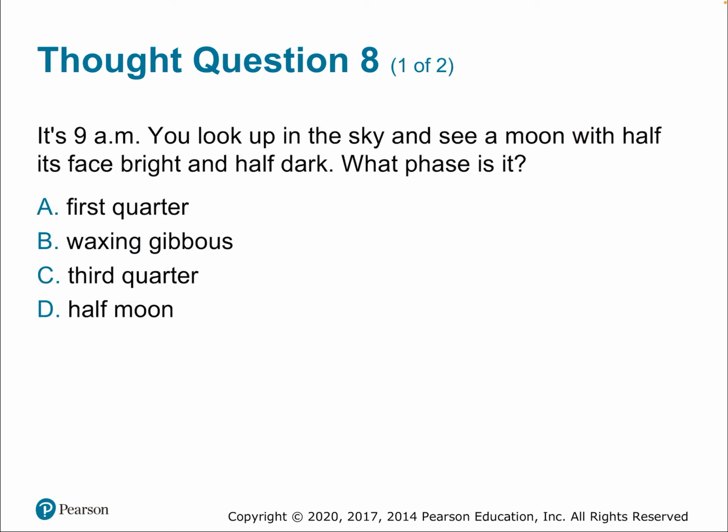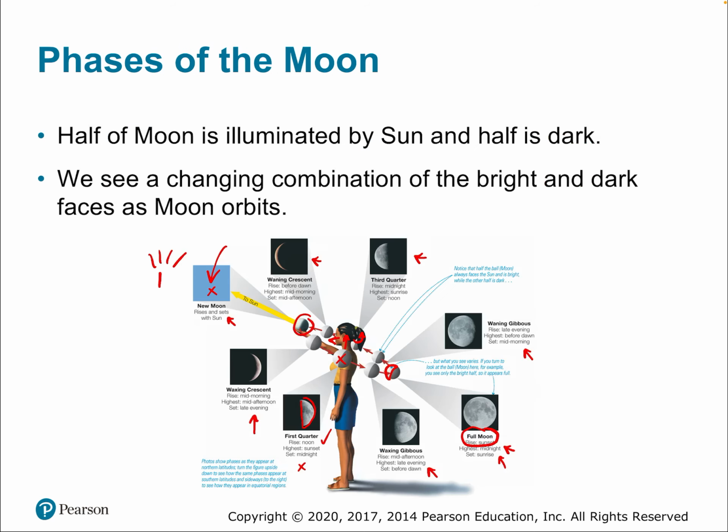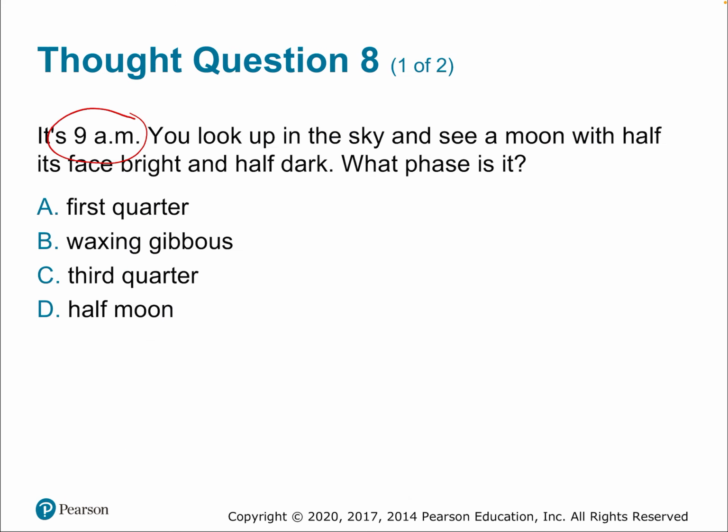So, thought question 8. It's 9 a.m. You look up in the sky and see a moon with half its face bright and half dark. What phase is it? Okay, the time of the day is going to allow you to distinguish between it being a first quarter or a third quarter. Because otherwise, the fact that half of it is dark and half's bright, it could be either one, right? Because that description meets both of these criteria, first quarter and third quarter. But which one is it based on the fact that it's 9 a.m.? Third quarter, right? Because the first quarter is not up at 9 a.m.